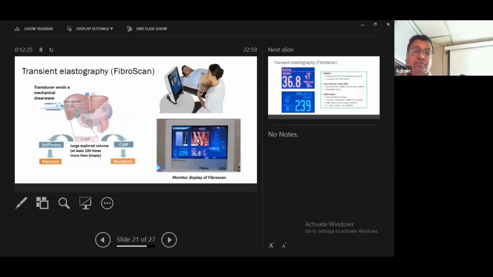In transient elastography, the transducer sends a mechanical shear wave that penetrates the liver, and the returning wave velocity can be recorded by this transducer, and the velocity of this returning wave differs according to liver stiffness. So by this we can measure nearly a 3 cubic centimeter area, that is nearly 100 times more than the sampling area of liver biopsy. We can measure the CAP value and stiffness value by the FibroScan.